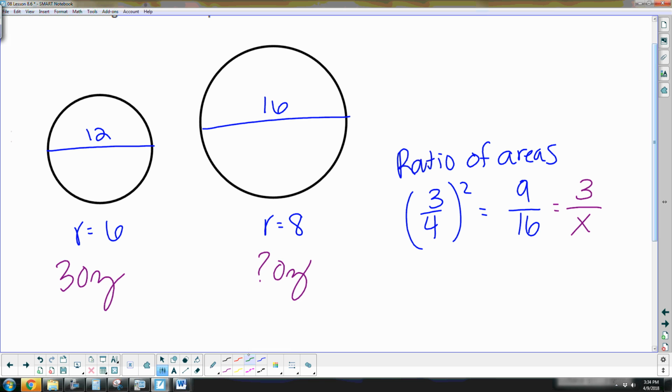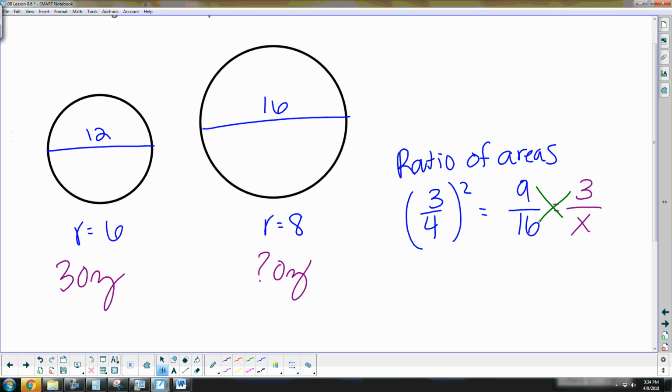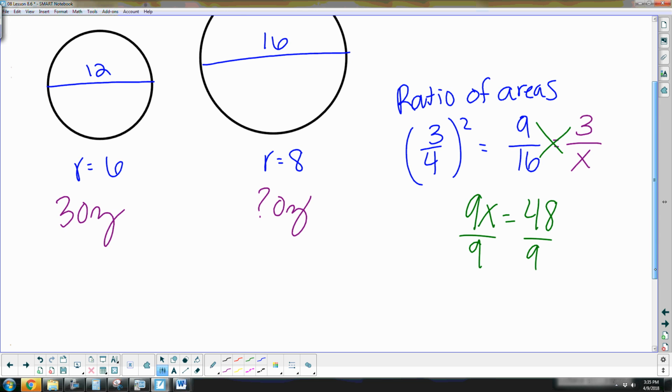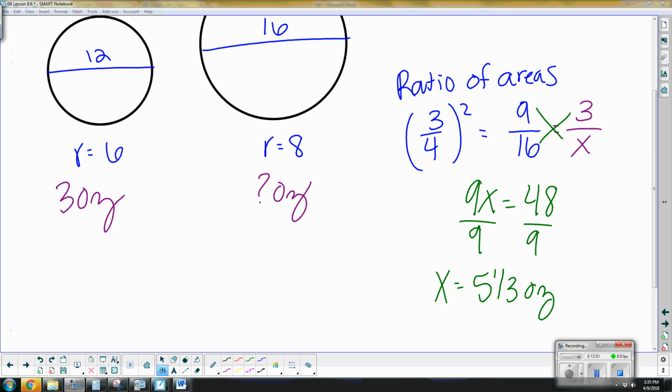In order to solve this, we can cross multiply. So 9x equals 16 times 3, which is 48. Then we can divide both sides by 9 in order to solve for x, and we get x equals 5 1/3. And that's in ounces of cheese.